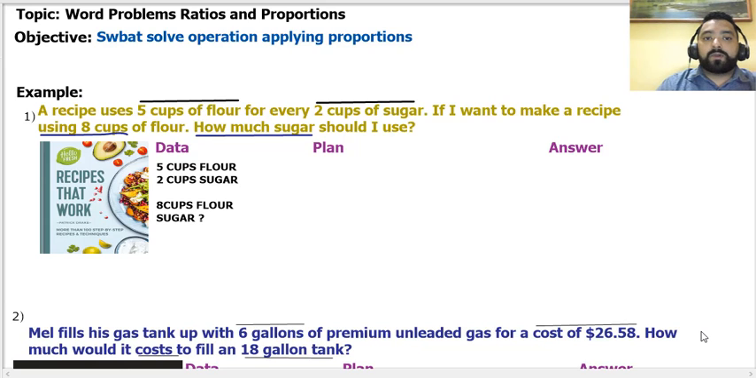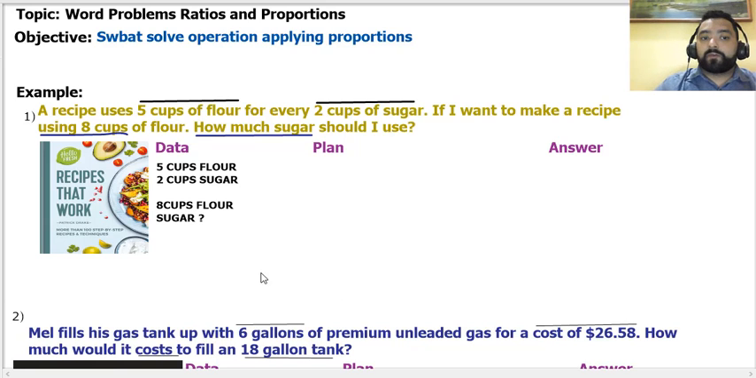Remember, if you don't know what a ratio is and what a proportion is, you can see the other 2 videos about ratios and proportions in the video description. Ratios basically is when you compare 2 quantities, and a proportion is the equality of 2 ratios.